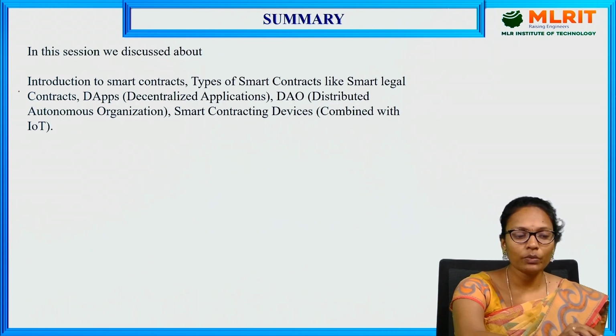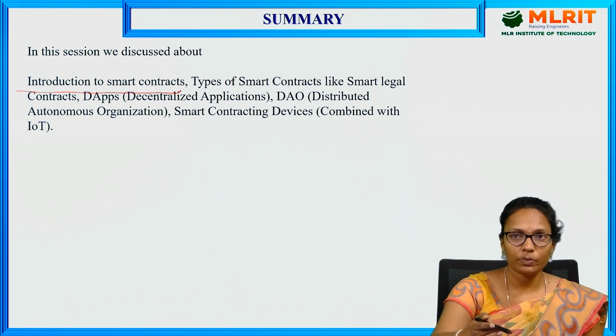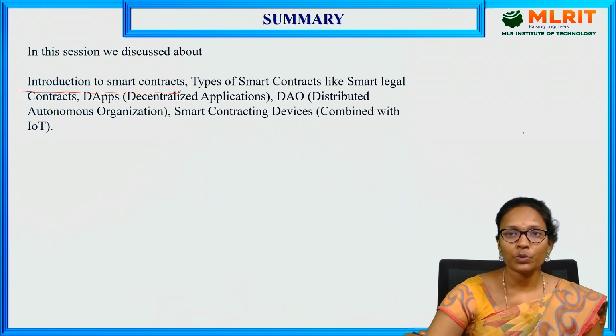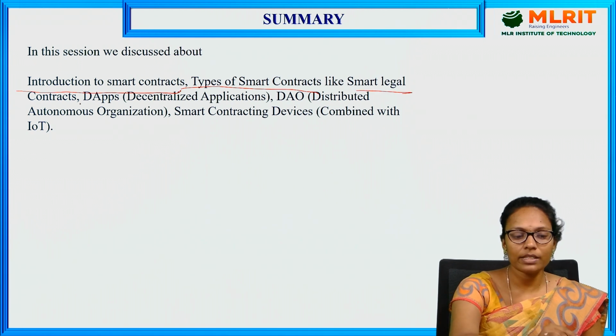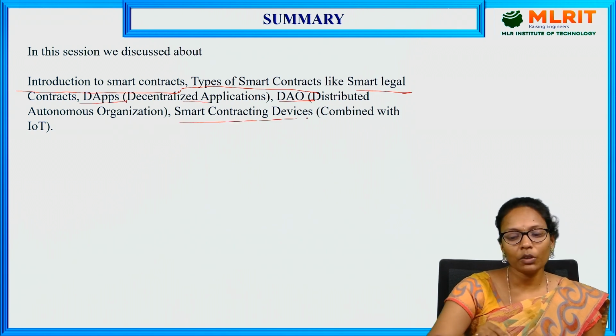In this video, we discussed smart contracts, what a smart contract is and where exactly we are using smart contracts. The different types of smart contracts are smart legal contracts, DApps, DAOs and smart contracting devices.